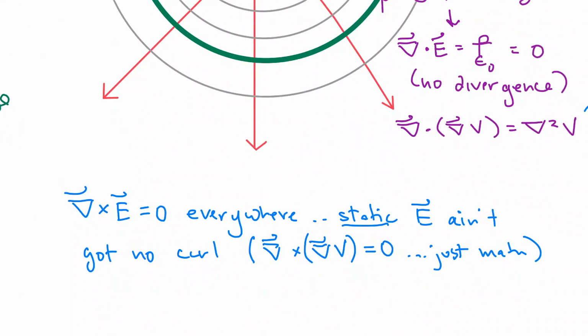Okay, let's keep cruising along here. This next line, I point out that the curl of the electric field is 0 everywhere. And that is just a fact. If you are in a static electric field, which means it's an electric field generated by a static charge distribution, charges that aren't moving, it's not going to have any curl.